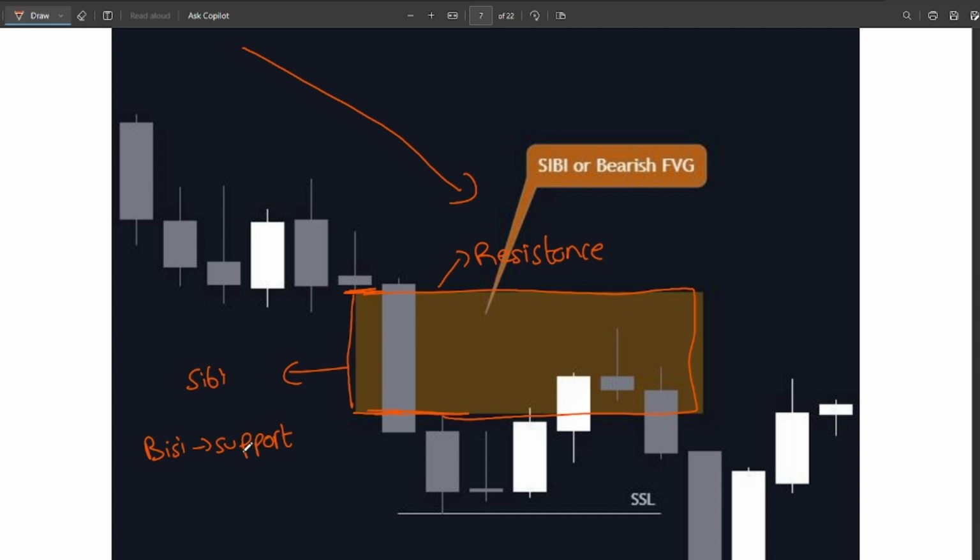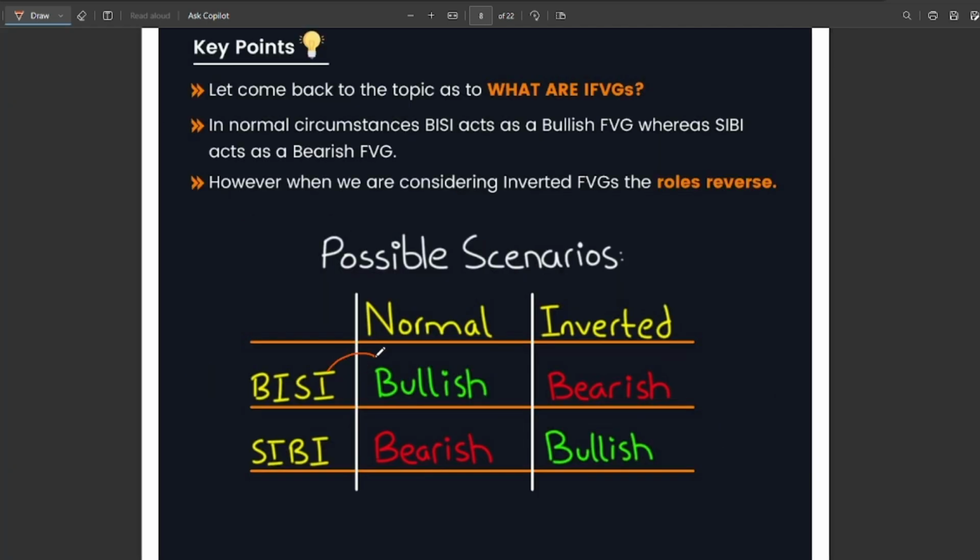When you consider inversion fair value gaps, things change a little. So let's move on to inverted fair value gap. Up till now, we have studied that BISI acts as a bullish fair value gap or as support for price and SIBI acts as a bearish fair value gap or resistance for price. But when we consider inverted fair value gaps, the roles of SIBI and BISI interchange. BISI becomes bearish and a resistance for price. And what would SIBI become? SIBI would become a bullish fair value gap and would act as a support for price.